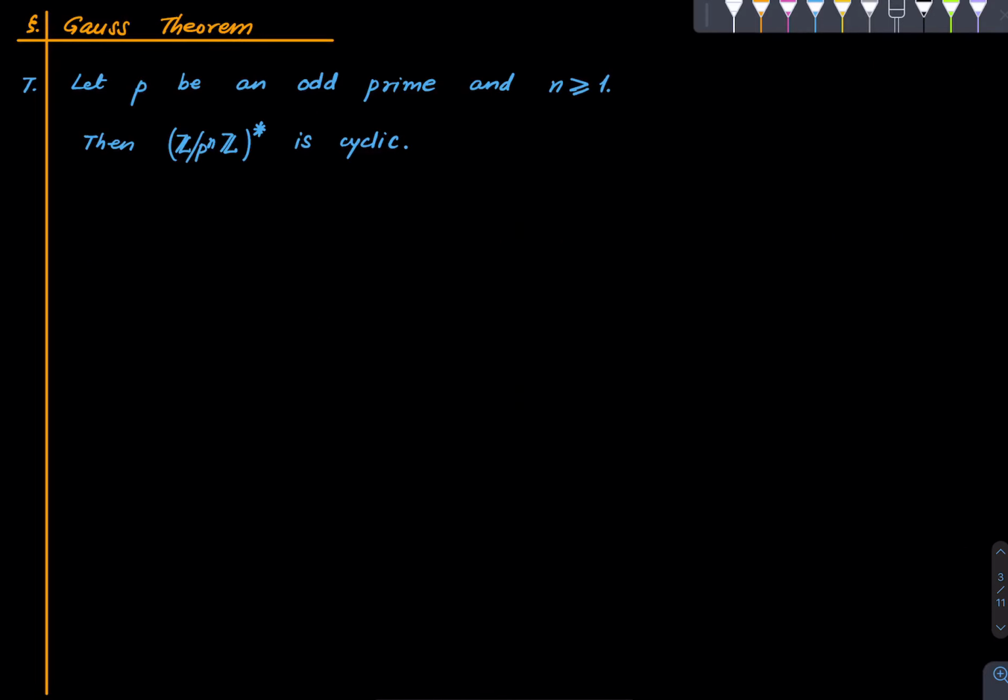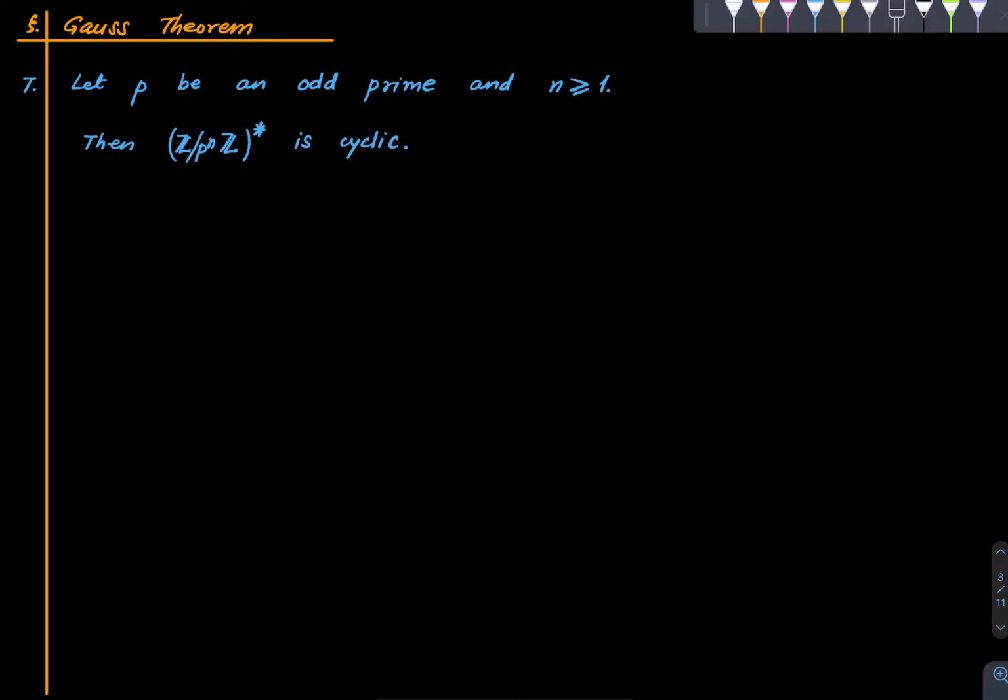So what is Gauss's theorem? Gauss has proved a lot of theorems, but in the context of elementary number theory, this is one of his results. If p is an odd prime and n is a positive integer, then this particular group is cyclic. So this is a remarkable generalization of what we just recalled.